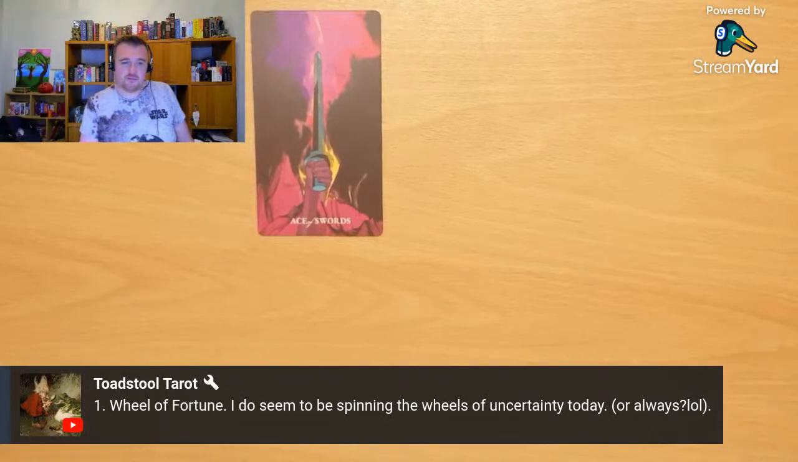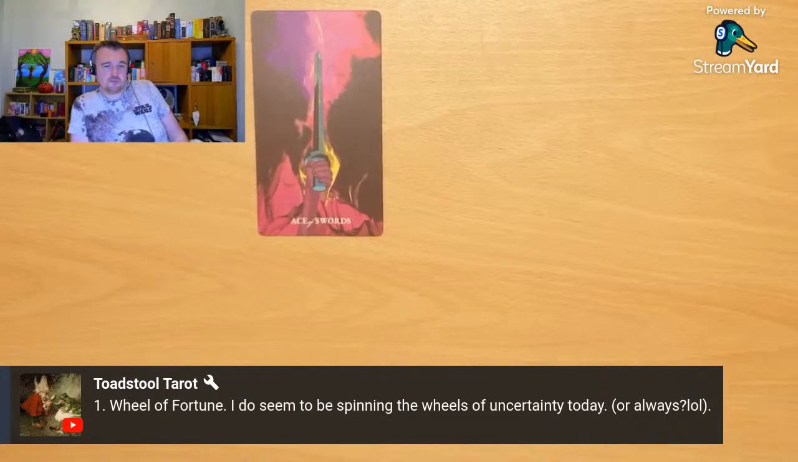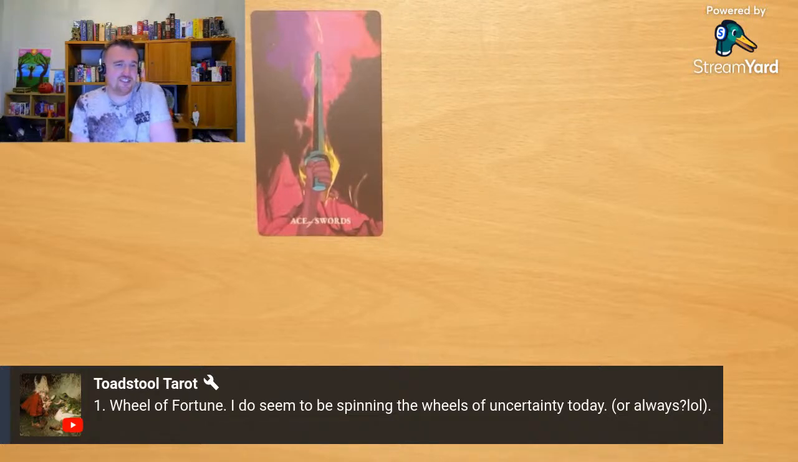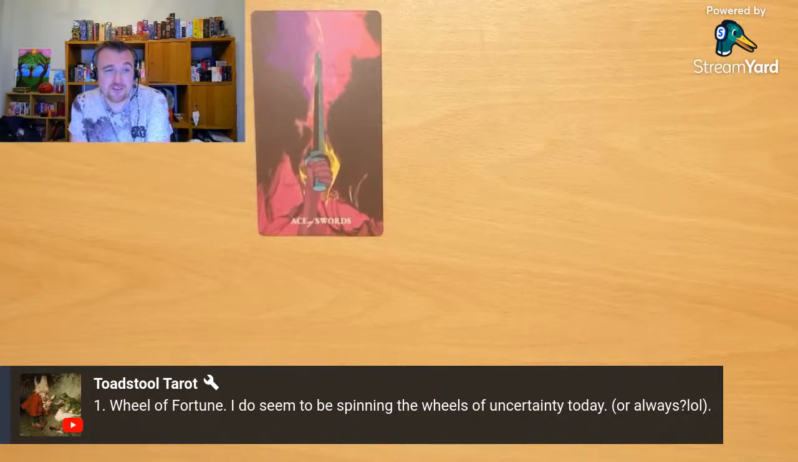Robin got the Wheel of Fortune. Do seem to be spinning the wheels of uncertainty today, or always. Nice. So that suggests that you just like to go with the flow, Robin. You don't like to take life too seriously, which I would say is quite apt for you. Yeah, Naomi says this is true.